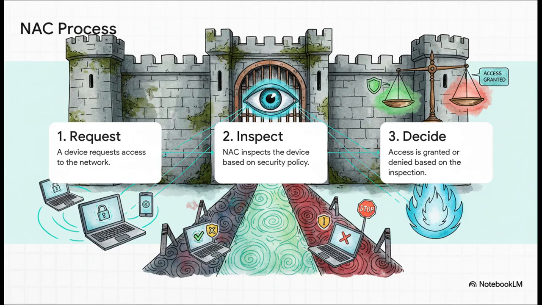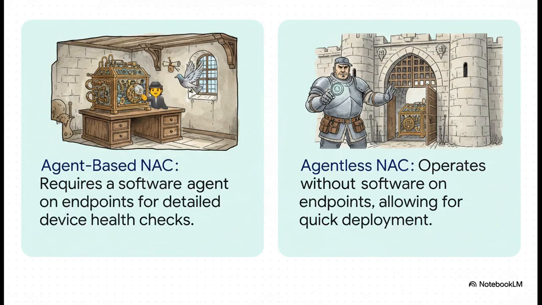Simple as that. Now, these gatekeepers, they come in a couple of different flavors. You've got agent-based NAC. This is like having a resident spy living on every single one of your devices. It's a little piece of software that's constantly monitoring the device's health and reporting back to HQ. Then you have agentless NAC. This is more like a traditional gate guard who just does a security check and a pat-down when a device tries to enter. The resident spy gives you constant, detailed info, but the gate guard is often easier to set up, especially for guest devices.